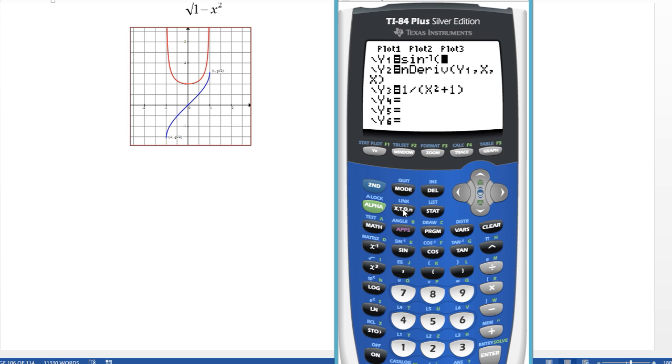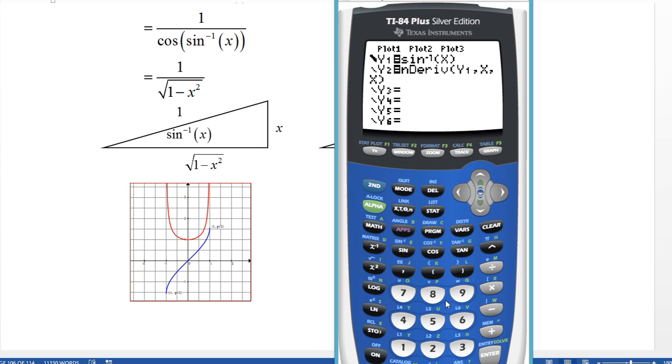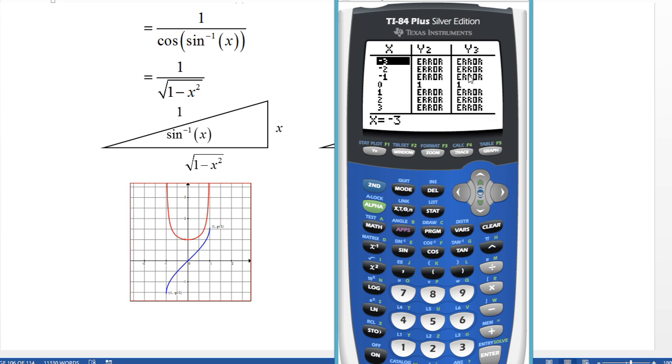So this is inverse sine of x. We do the symmetric difference quotient, or numerical derivative, there. And our answer was 1 over square root of 1 minus x squared. That should work. I don't need to see y1, so let me just look at the table. Okay, notice they gave us a lot of error messages. This thing is only defined between -1 and 1. So, well, it worked at 0, but that's not really much of a check.